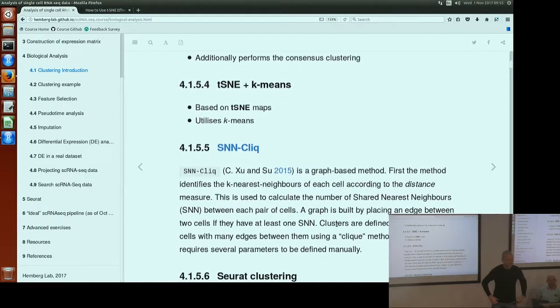We also have an example of tSNE plus k-means. This is what I was talking about yesterday, and I didn't recommend that. We just want to look at how it performs. So you basically perform tSNE embedding on your data, plot it. Well, you don't need to plot it, and then you just run k-means in these two dimensions that you define.